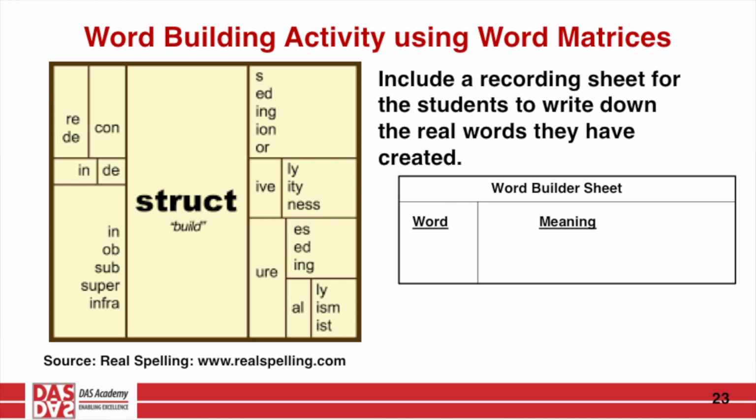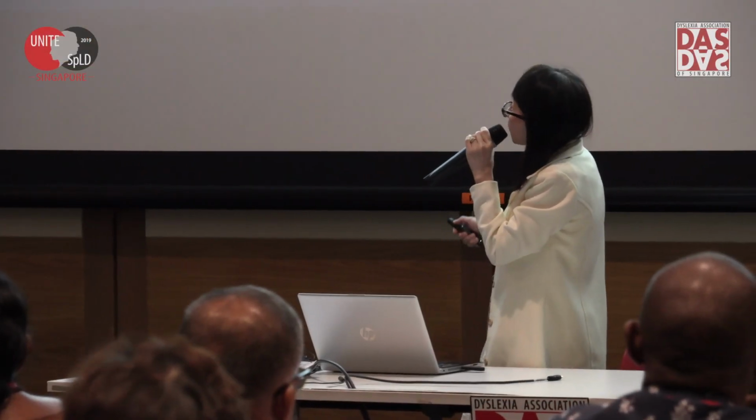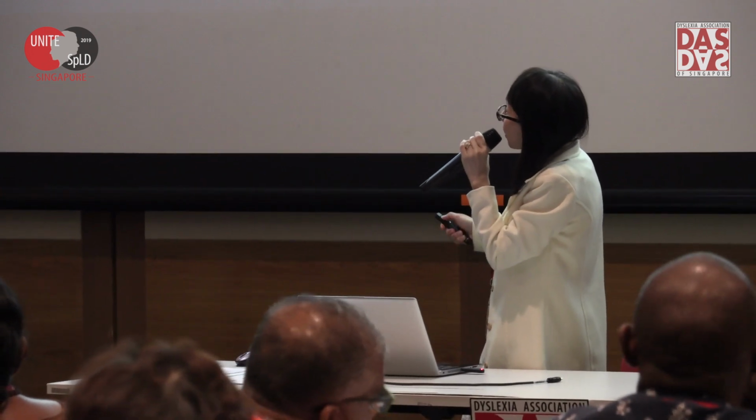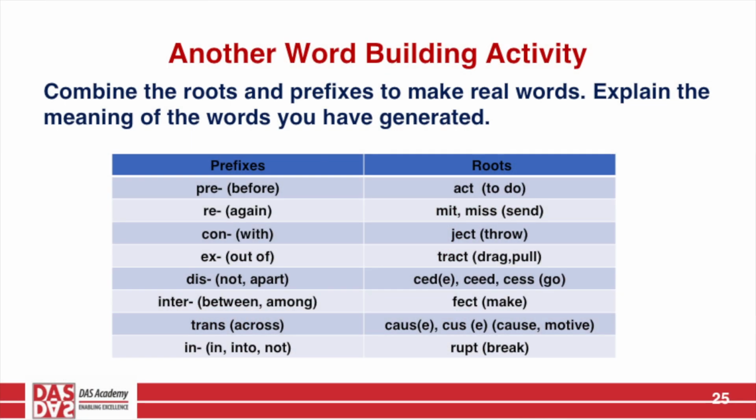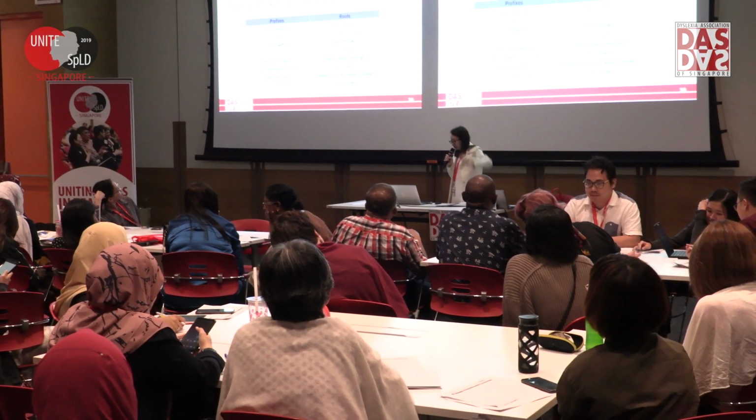We don't have much time, but what I want you to do is take about 1 minute and try to see how many real words you can build using this matrix. You've got the root here, and you've got your various prefixes and your suffixes. So you have 1 minute to build as many words as possible, using that matrix which I put on the previous slide. Anybody want to volunteer? Give me at least one.